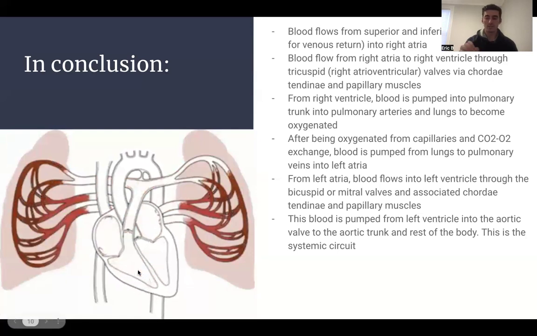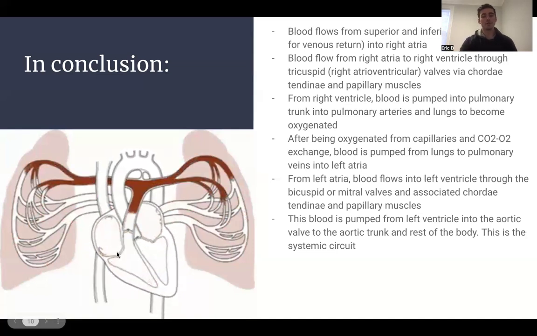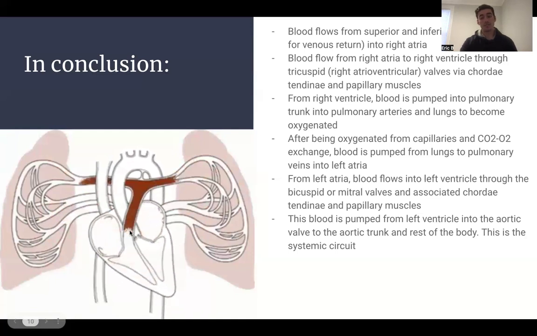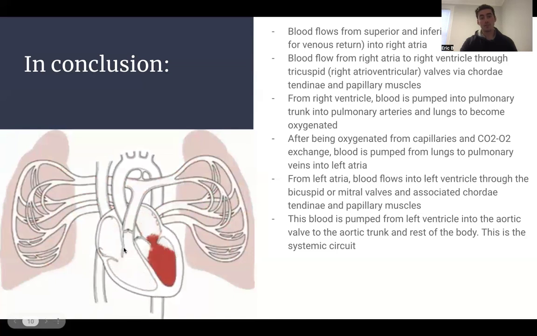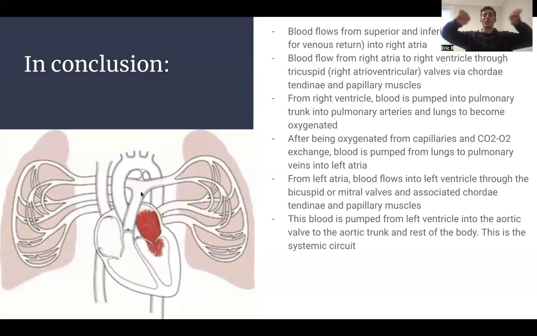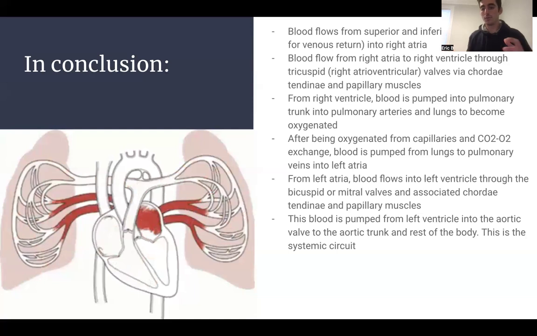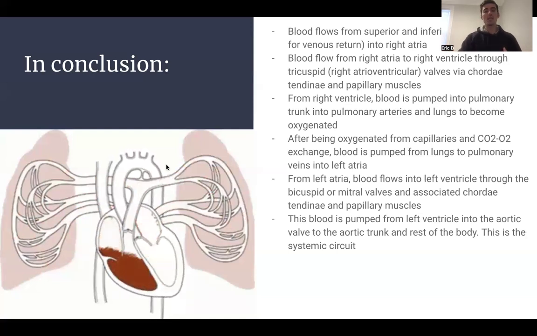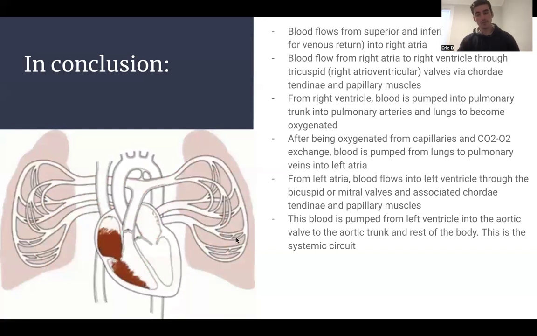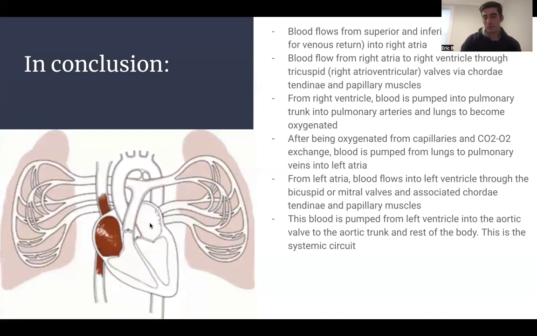Once the pressure in the right ventricle gets high, the atrioventricular valve, or the tricuspid valve here, is going to close, and the pulmonary semilunar valve is then going to open. That's going to allow blood to go from the right ventricle into the pulmonary trunk and then into the pulmonary arteries, where it's then going to be oxygenated by the lungs through the CO2-O2 exchange. After that occurs, the blood flows back from the pulmonary arteries into the pulmonary veins into the left atria over here.